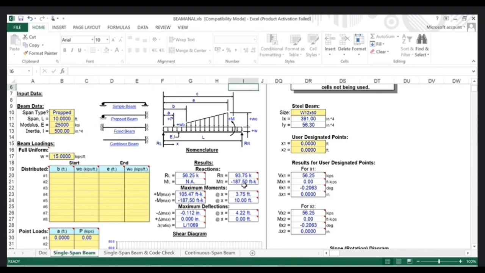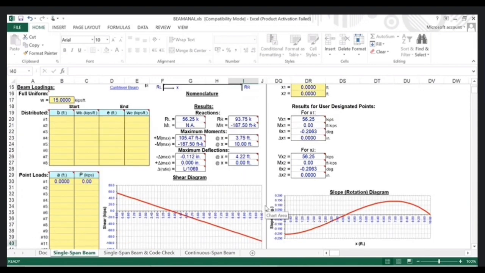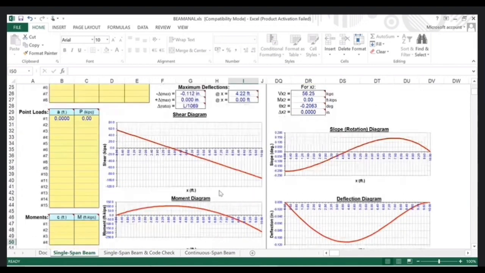So the maximum positive moment of the beam will be 105.47 kilopound feet, and it is coming at a distance of 3.75 feet from the left support. Here is the negative moment. It will come at the end of the beam, that is 10 feet. So here you can see the shear force diagram, and here you can see the bending moment diagram.